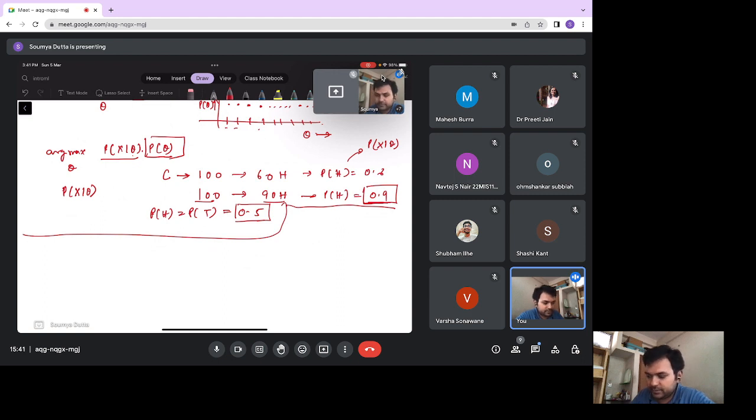It might perform badly on the test data. I'll give you this example only. Let's say your training data is 100 tosses, out of which 90 have come up heads. Your MLE estimate would give you a value of 0.9. This means that you have trained your data.